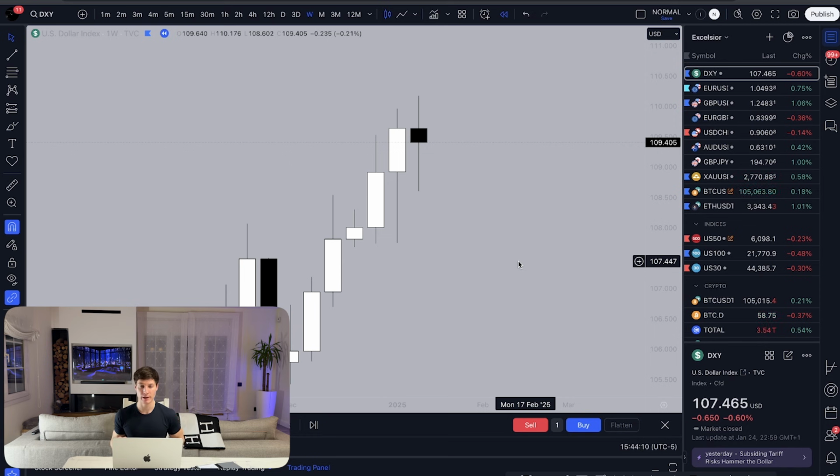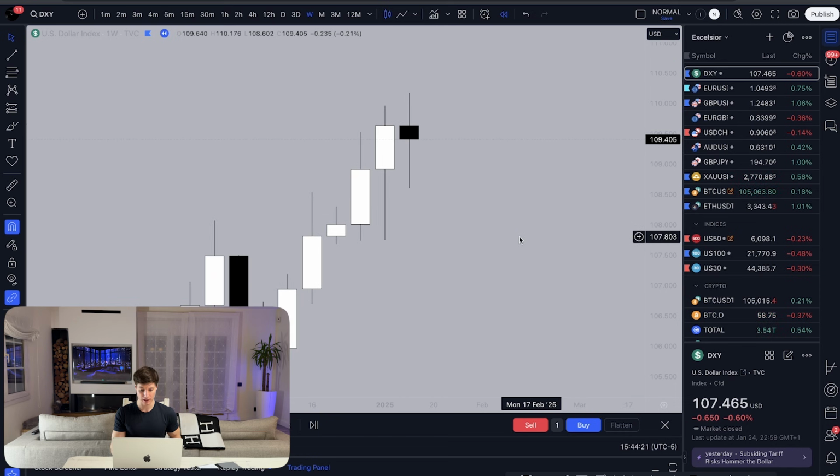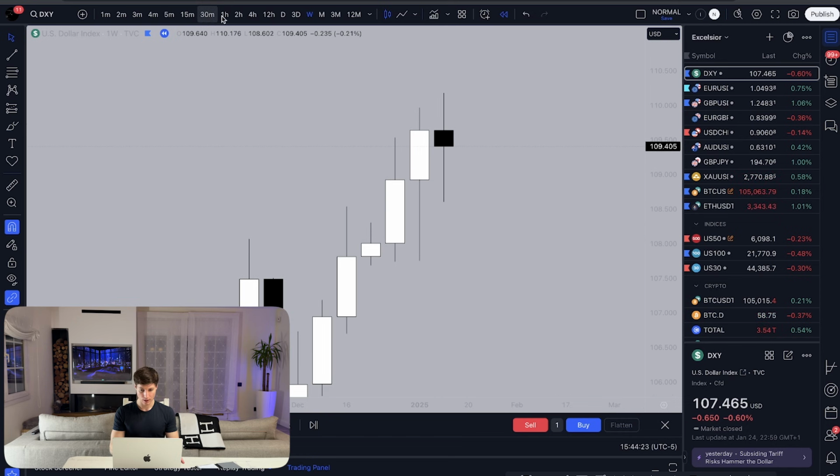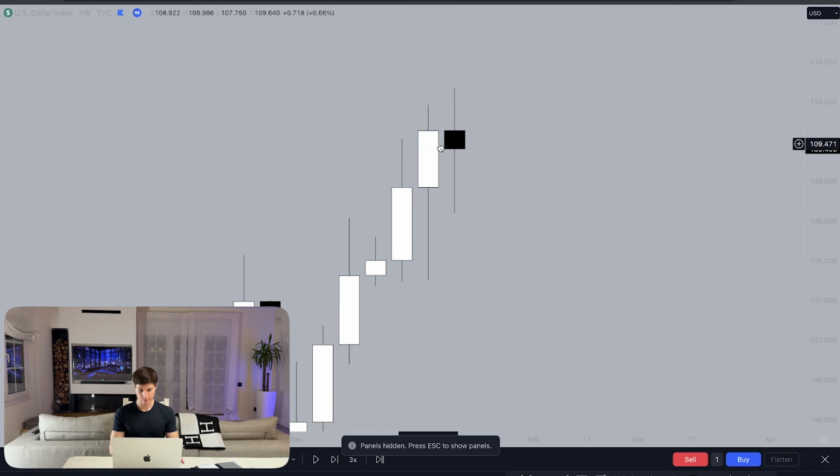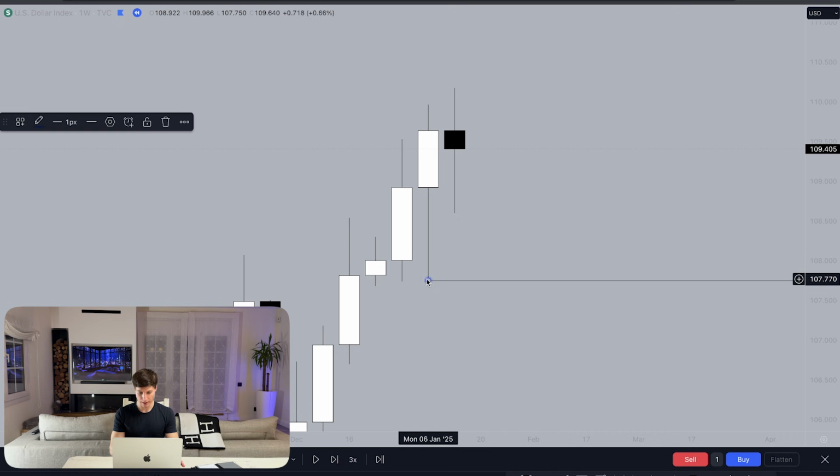What is smart money doing? Is smart money long? Is smart money short? Is smart money rejecting this high to take it to these lows? And that's exactly what was happening here on the XY. If you look at this chart, this is a weekly. We had the first week, accumulation, manipulation, distribution.